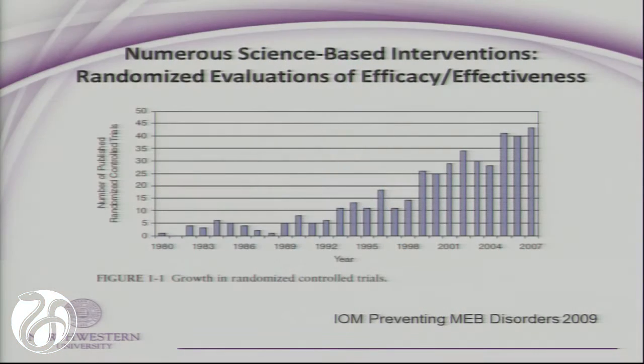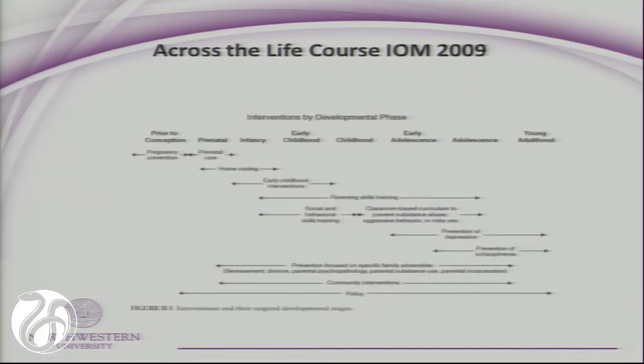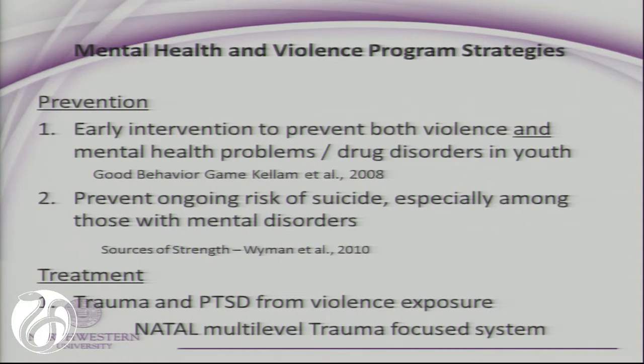This is just an idea of what the Institute of Medicine counted, the number of trials they're moving on, and this ended in 2007, but it's still growing exponentially. It's also across the life course, and I'm not going to spend any time on this, but it represents that if you started with an intervention, say, in infancy or early childhood, you could do long-term follow-ups of these preventive interventions, all the way into adulthood, which people have started to do.